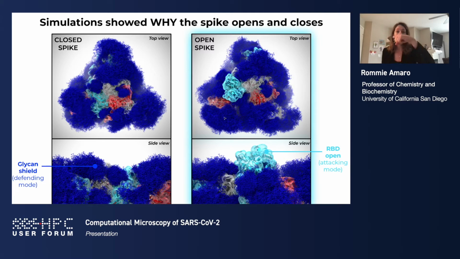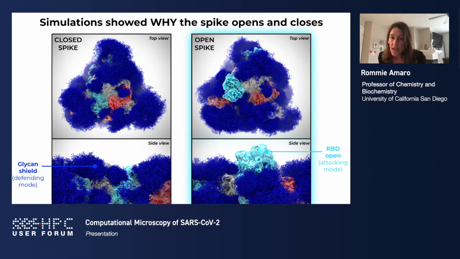If you look at the open spike, where that receptor binding domain is in that up conformation, you see it presents a completely different face to the ACE2 receptor. And this is really important. This light blue bit, as I mentioned, is the key part of the spike protein that has to make the handshake with the human cell.